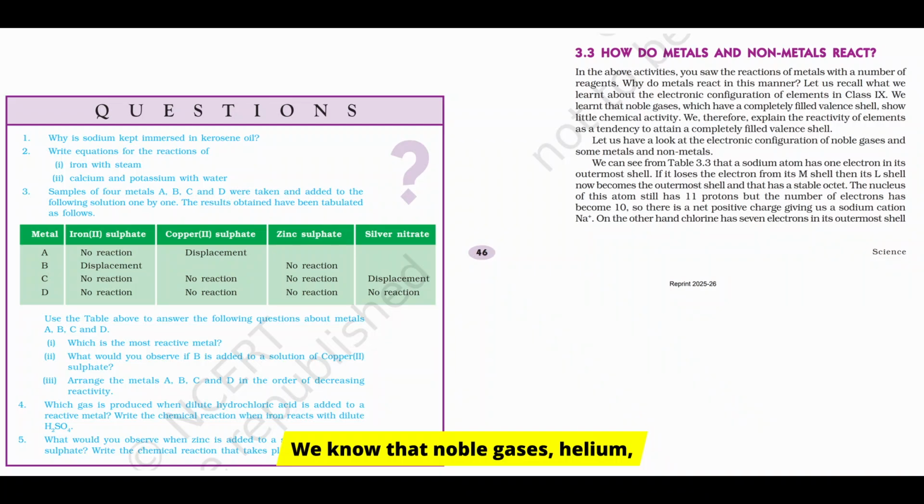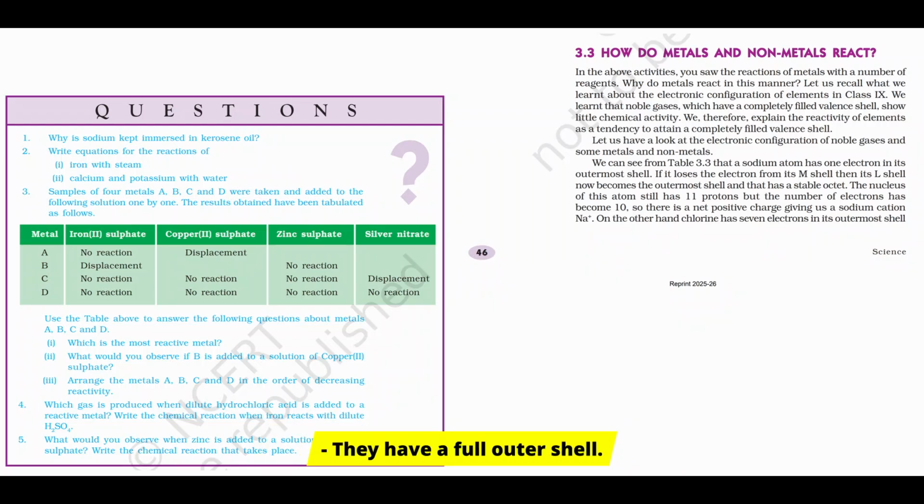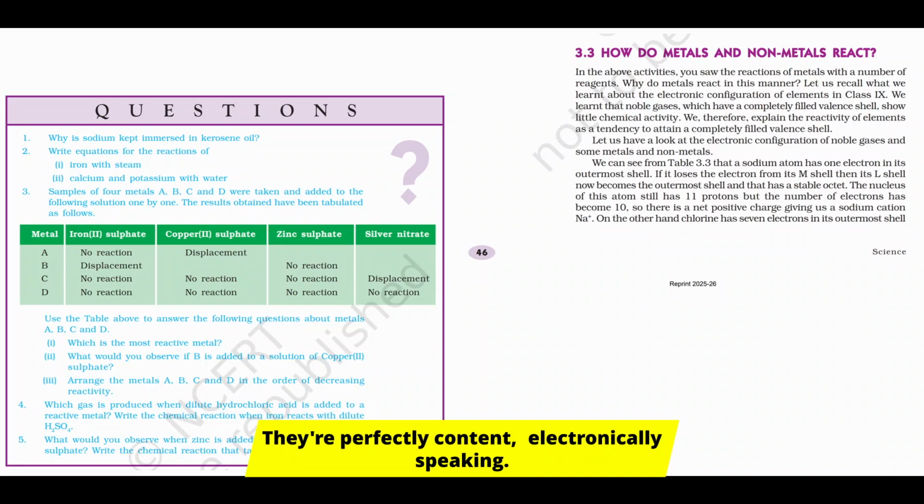We know that noble gases, helium, He, neon, Ne, argon, Ar, are famously unreactive or stable. Chemically inert, we say. Why? They have a full outer shell. Precisely. They have a completely filled valence shell. Their outermost electron shell is full, 2 for helium, 8 for neon and argon. They're perfectly content, electronically speaking. They have no tendency to lose, gain, or share electrons.